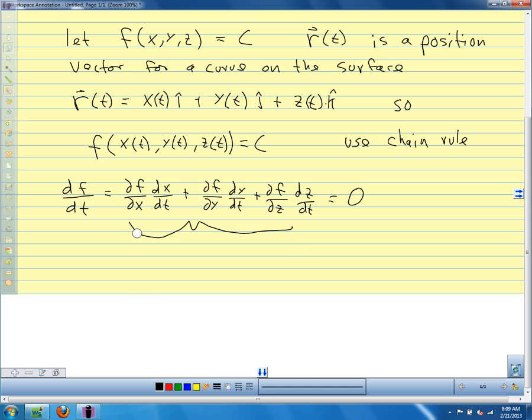All right, let me erase this. What is dx dt i plus dy dt j plus dz dt k? Okay. This is just dx dt, dy dt, dz dt. So that's going to be r prime.